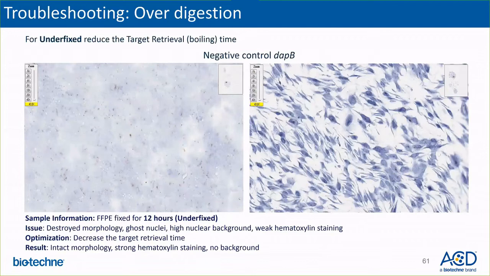Moving forward with the experiments, we then reduced the target retrieval time, which improved the morphology and eliminated the background seen in the negative control. So on the left is standard pretreatment conditions, which overdigested the samples, and on the right is an image of the same samples stained with milder pretreatment conditions.